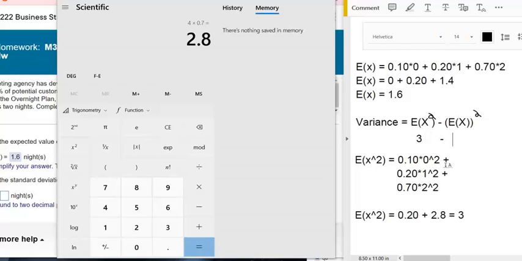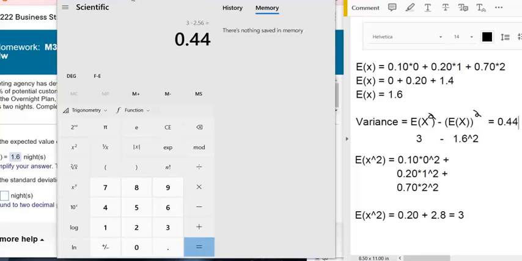And now this part is going to be easy because we already have the expected value. There's a subtle difference in this notation, right? X is being squared, and then you calculate the expected value. Over here, you calculate the expected value of x, and then you square it. So we have the expected value of x, now we just need to square it. So 1.6 squared, we subtract that from 3. That's 0.44. So our variance is 0.44.